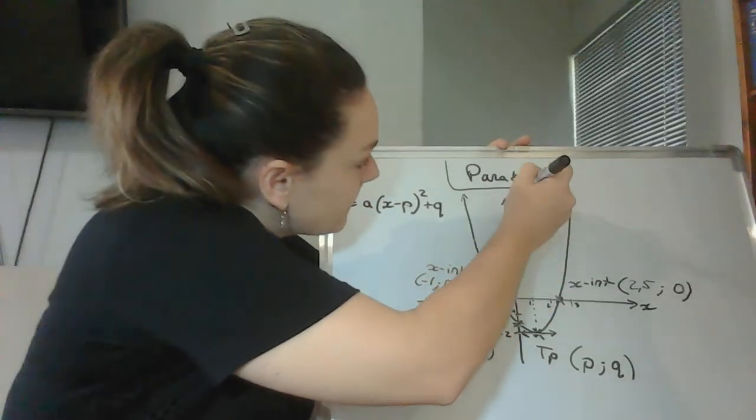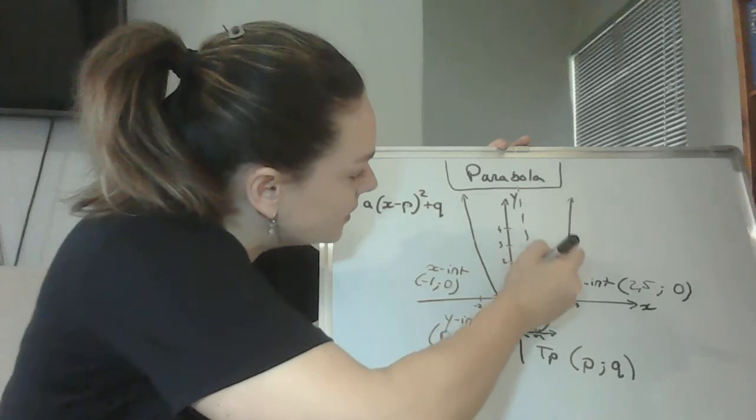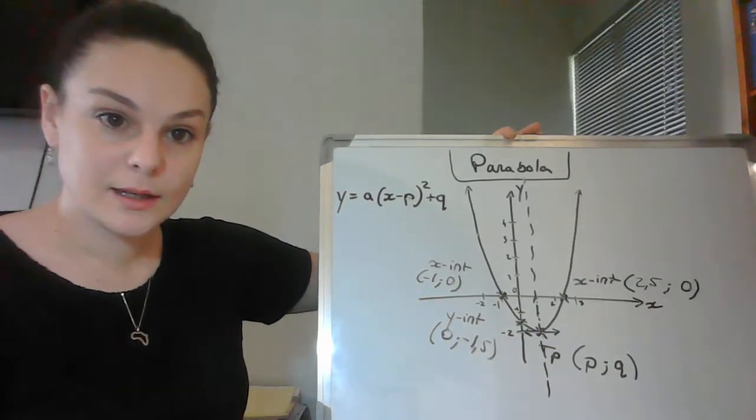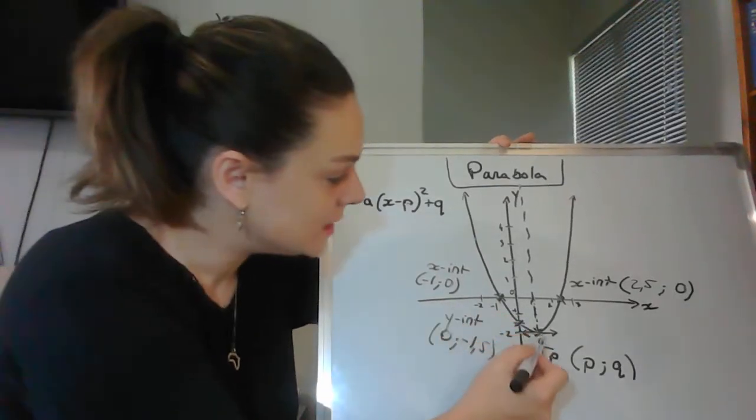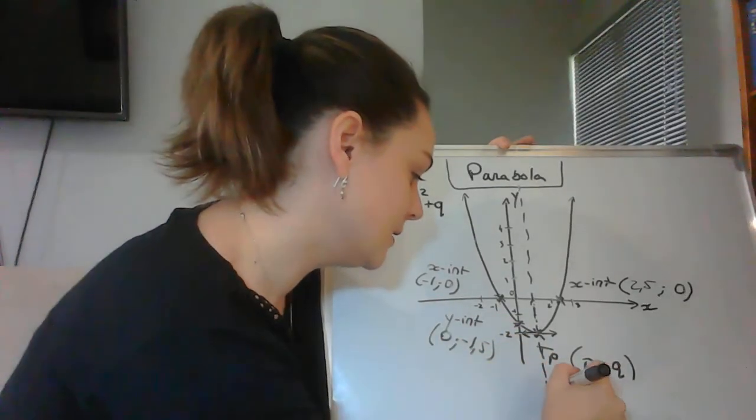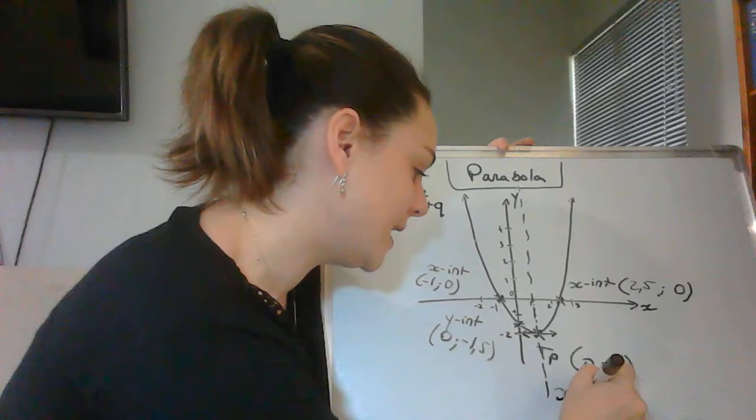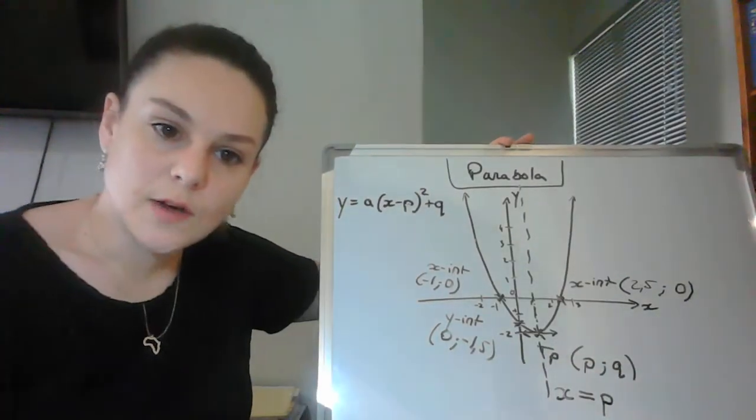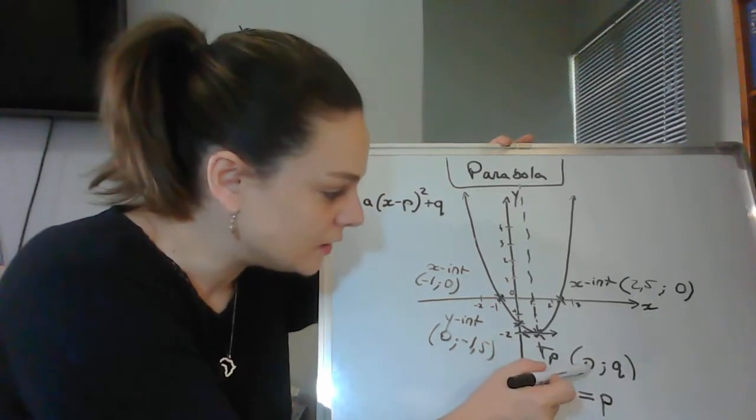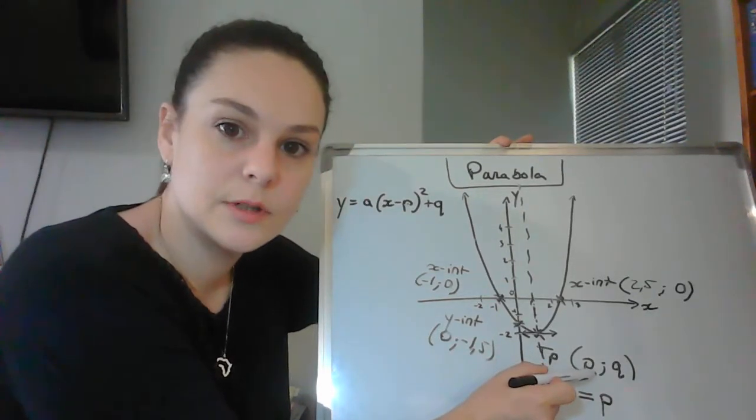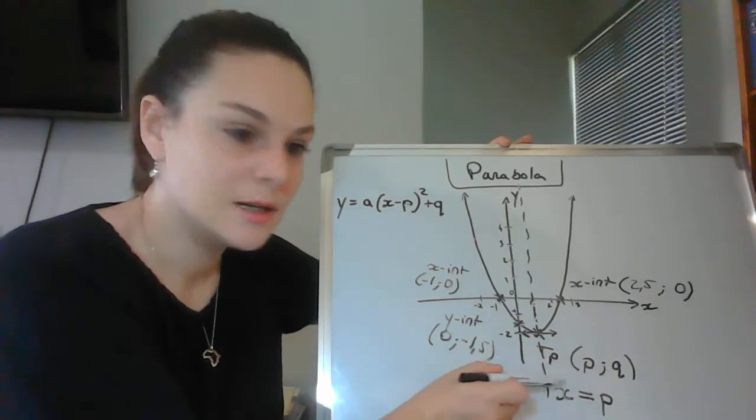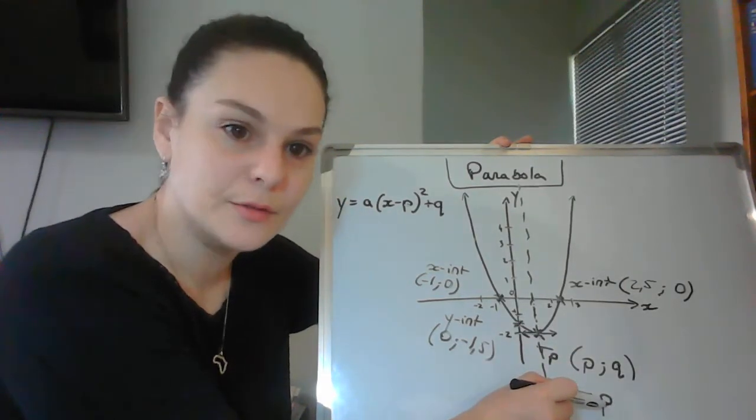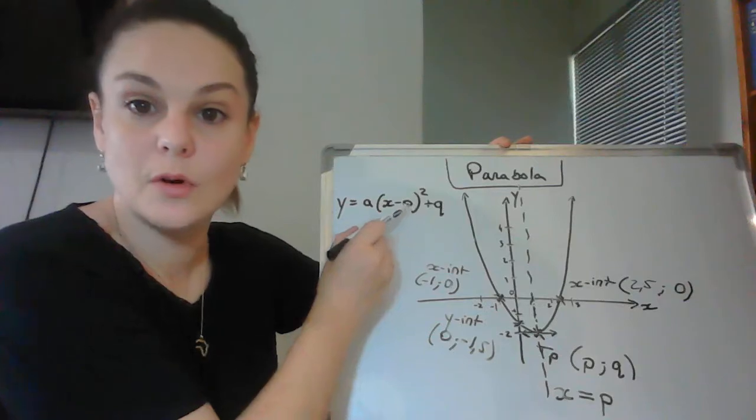So here, the axis of symmetry is the vertical line here. And this vertical line has an equation as x equals the x value of the turning point, and the x value of the turning point is the p-value. So the axis of symmetry has the equation x equals the p-value. Remember that p-value in your equation.